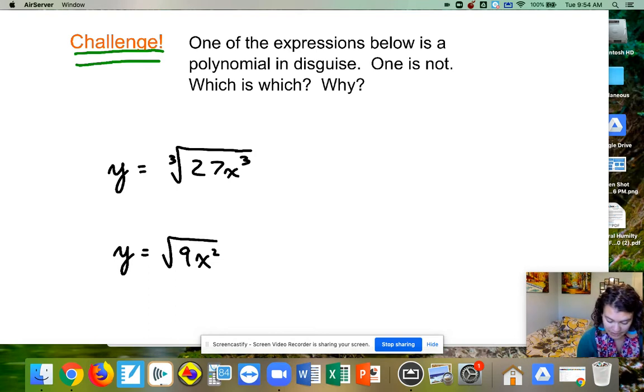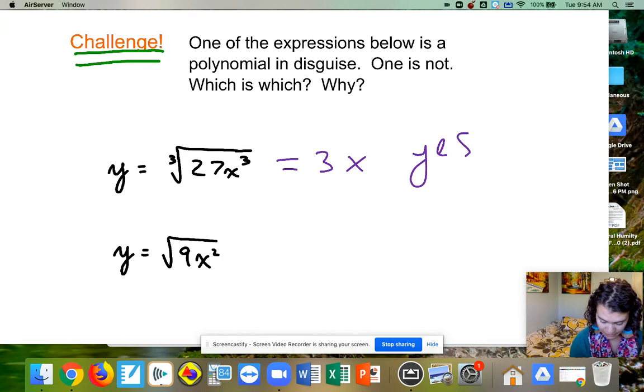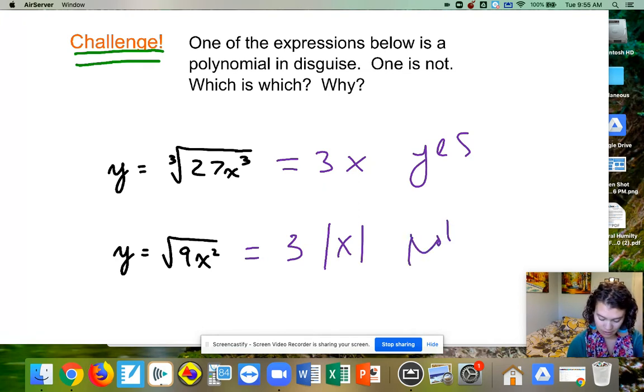Okay, if we simplify this first one, the cube root of 27 is 3, and the cube root of x cubed is x. So this one is a polynomial. If we look at this one, square root of 9 is 3, but the square root of x squared is going to be the absolute value of x, which then makes this not a polynomial.